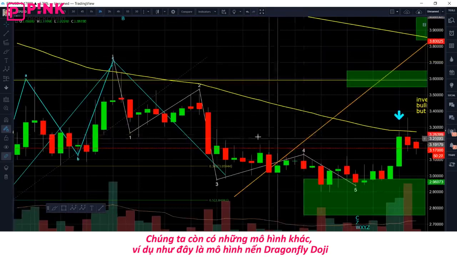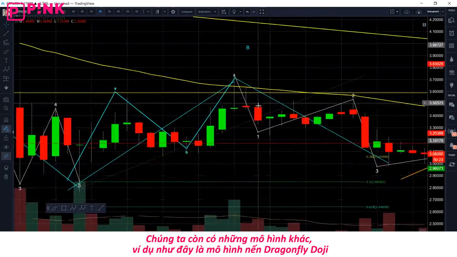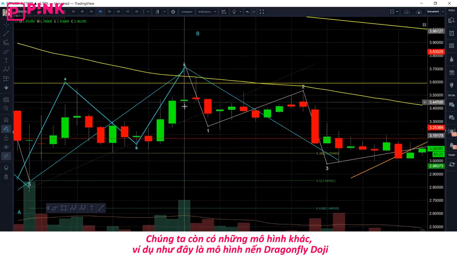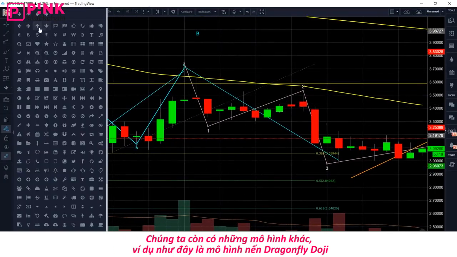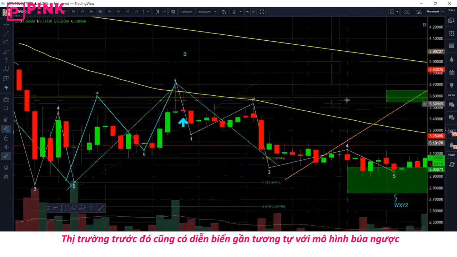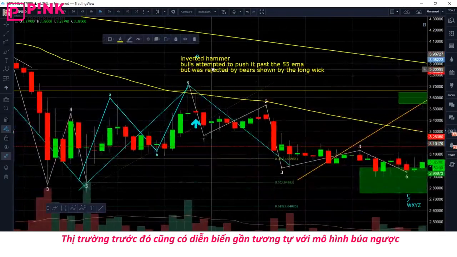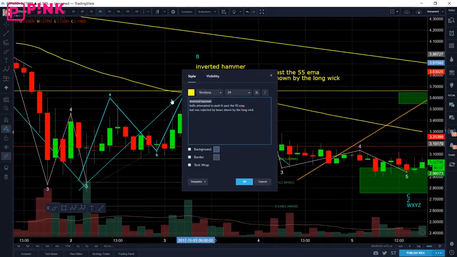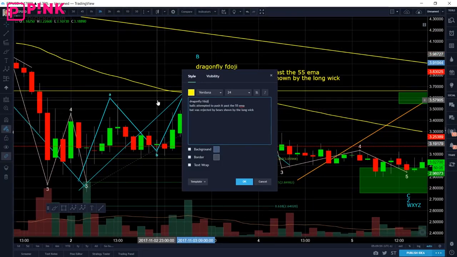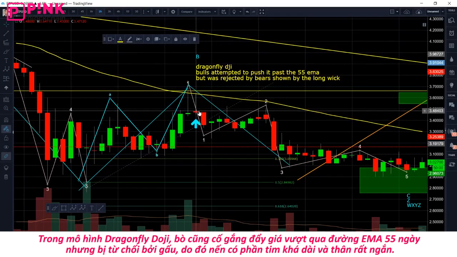Now, where else can we notice a candle like that, okay? For example, here, on ETP, this one here is called a dragonfly doji. This one right here. And the market psychology behind it is basically the exact same thing. So I'm just going to drag this one over to show you guys, except it's called a dragonfly doji. Okay, so with the dragonfly doji, the bulls attempted to push it past the 55 EMA, but was rejected by the bears, shown by a really long wick.